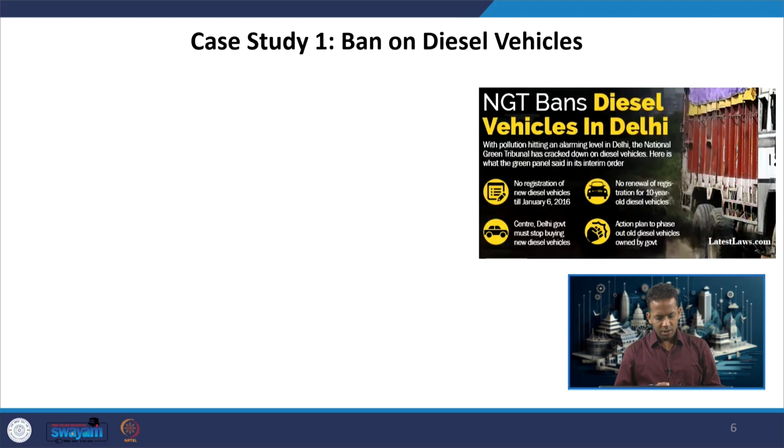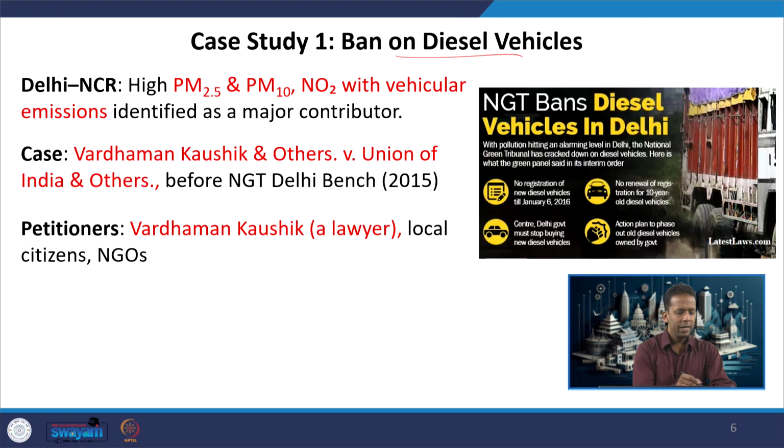Let us take a first case study about the ban on diesel vehicles in Delhi region. NGT bans diesel vehicles, that was the final verdict. The case was for Delhi NCR region.